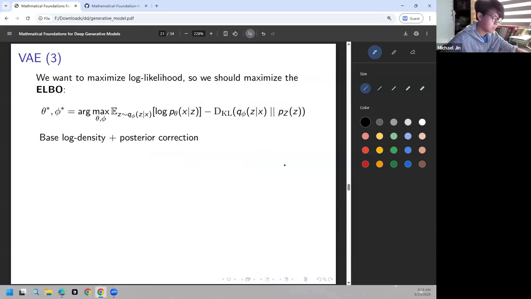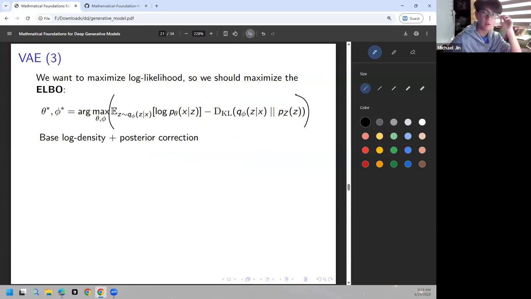So maximizing the log likelihood is equivalent to maximizing the evidence lower bound. And we know it's to find the parameters that can maximize the function of the expectation of log P theta x given z minus the KL divergence.